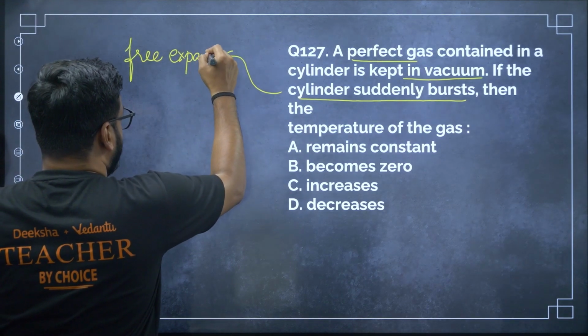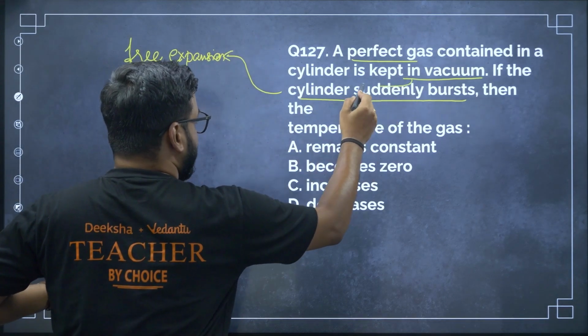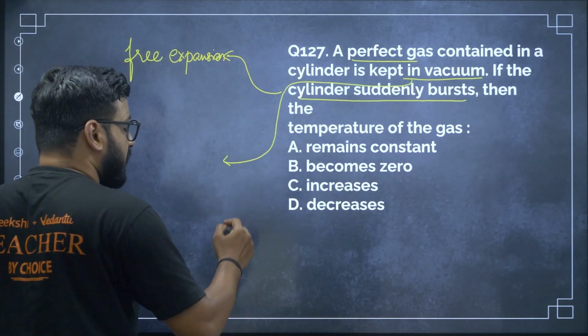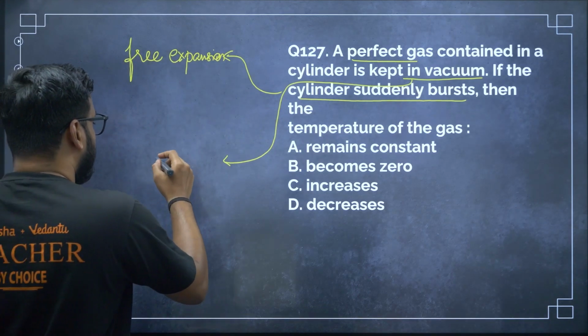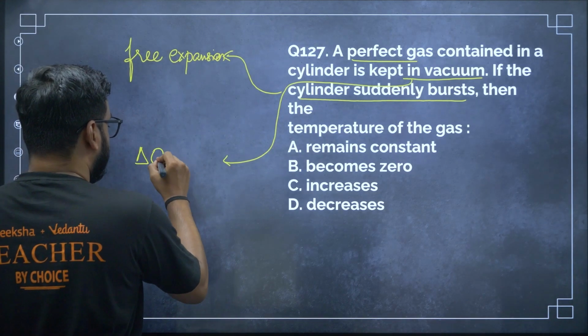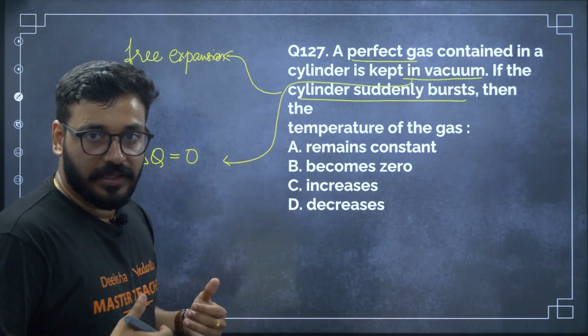Okay, it's a free expansion. Cylinder blast is free expansion. It is kept in vacuum. So pretty much we understand it's a closed and isolated system. First of all, there is no exchange of heat. Heat is not given or taken.